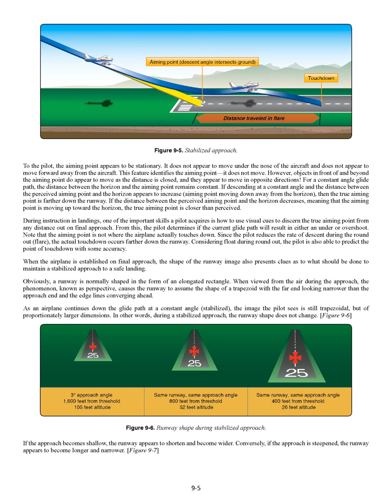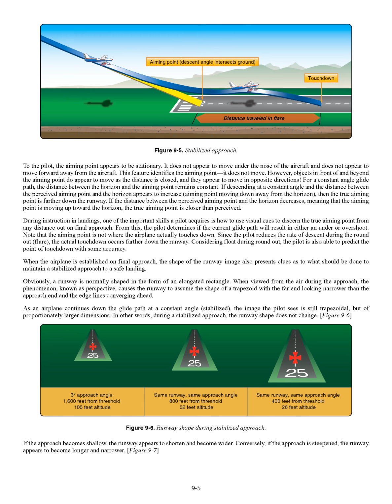When the airplane is established on final approach, the shape of the runway image also presents clues as to what should be done to maintain a stabilized approach to a safe landing. Obviously, a runway is normally shaped in the form of an elongated rectangle. When viewed from the air during the approach, the phenomenon known as perspective causes the runway to assume the shape of a trapezoid with the far end looking narrower than the approach end and the edge lines converging ahead.